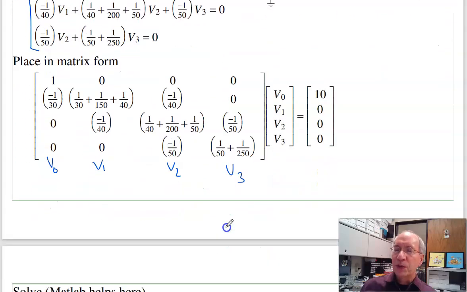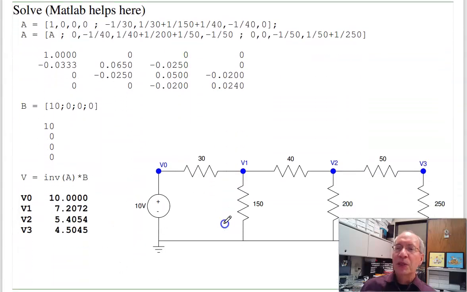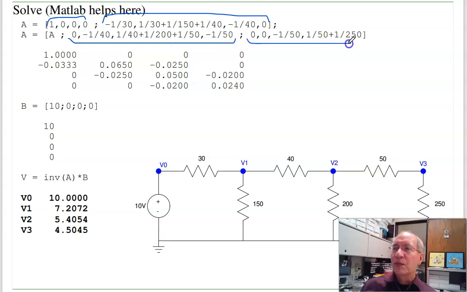Once I put it in matrix form, solve. And this is where Matlab really helps. Input the matrix into Matlab. The trick I did is I ran out of space. Here's the first row, here's the second row, and I run out of space. So terminate it. Next, I'll take the previous answer, the last two rows, add to it the third row and the fourth row. Just somehow get that into Matlab.